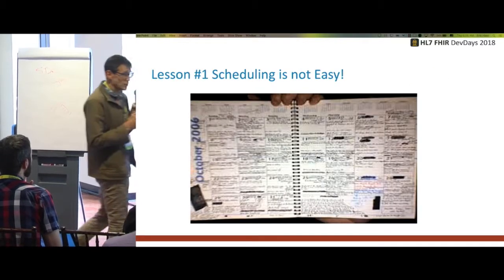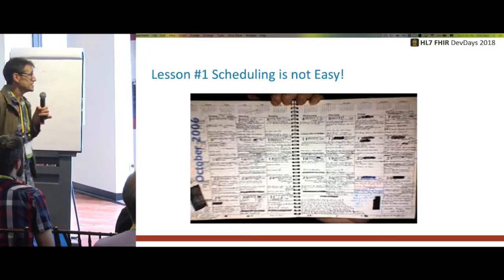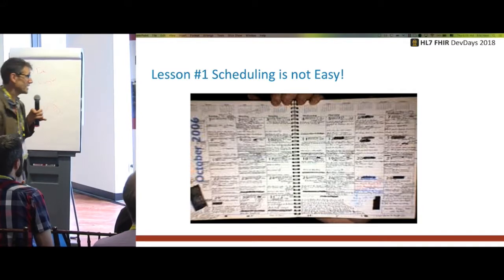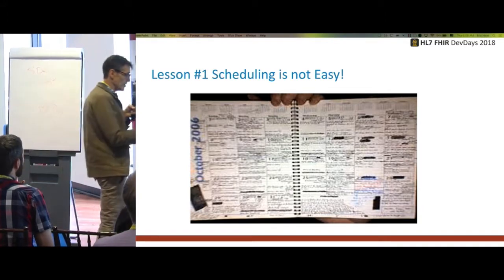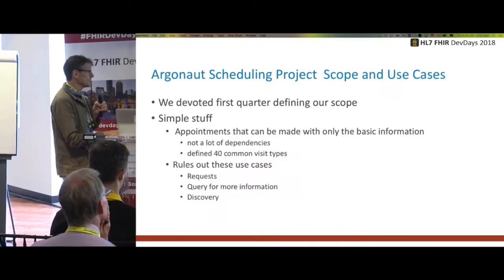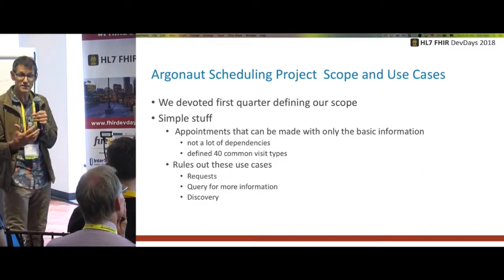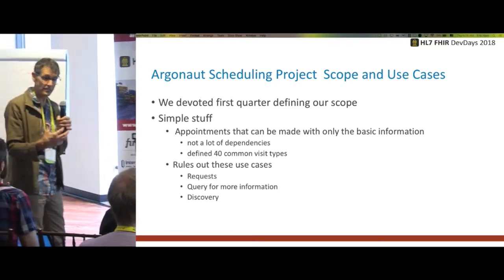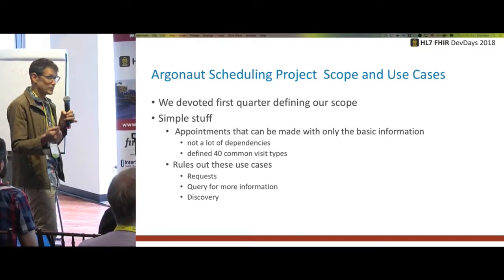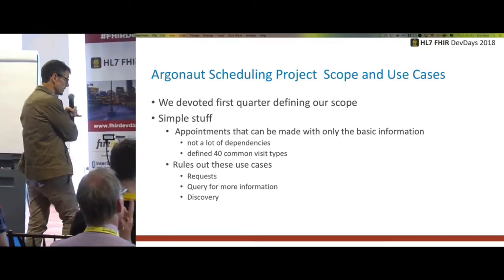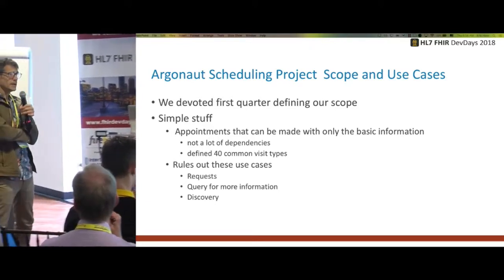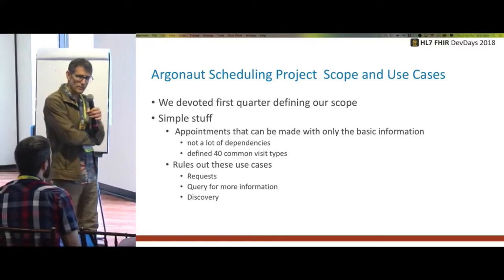But lesson number one that we learned early on is that scheduling is not that easy. There's a lot going on there. We devoted a full quarter to defining our scope and use cases. We had to really narrow this down because otherwise it would have blown out of proportion. That's one of our early lessons. So we really spent a lot of time looking at workflow and use cases right off the bat.